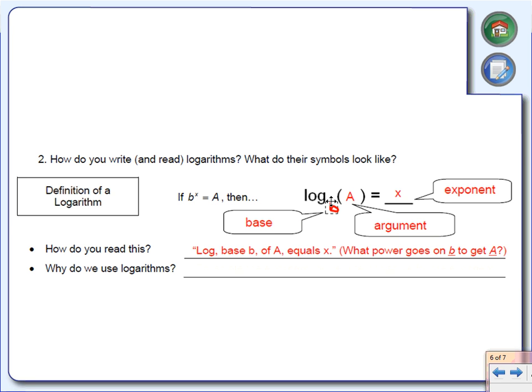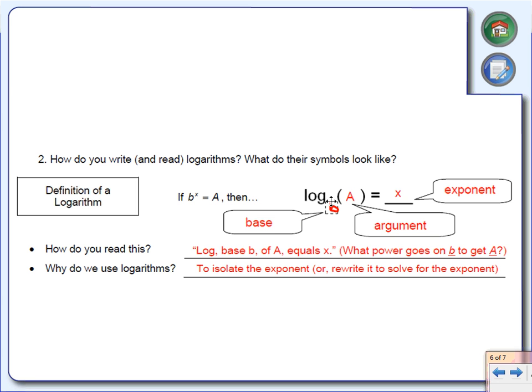In other words, what power goes on b to get a? Now, don't forget, guys, the reason we're using these logarithms is so that we can undo our exponents, so that we can isolate those exponents. This is why we're using those logs, so that we can undo the exponents.